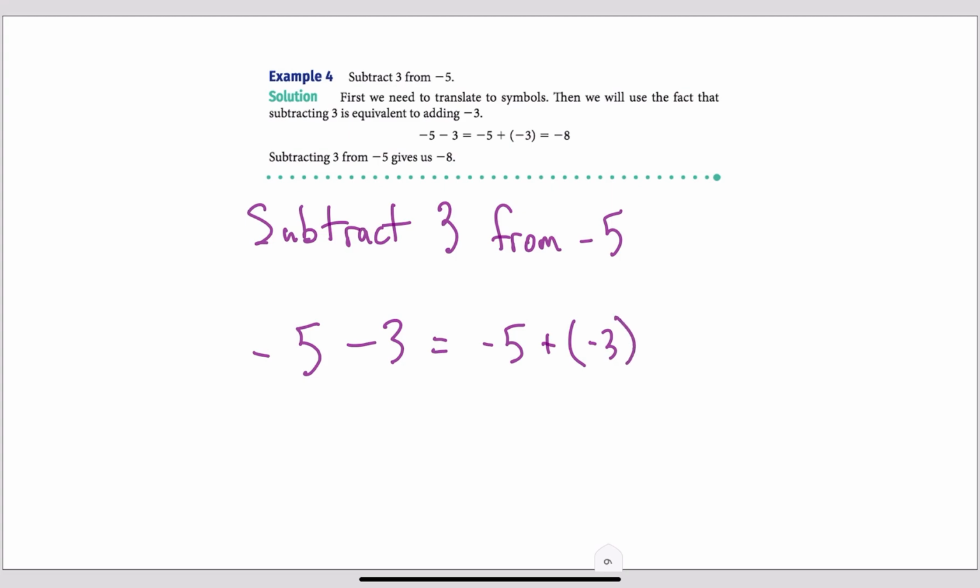Now it's a little bit clearer that negative 5 is my starting point, and then I'm going to go 3 units to the left. I'm actually adding debt together. So I borrowed $5 one day, and then I borrowed $3 the next day. So now I've borrowed a total of $8.